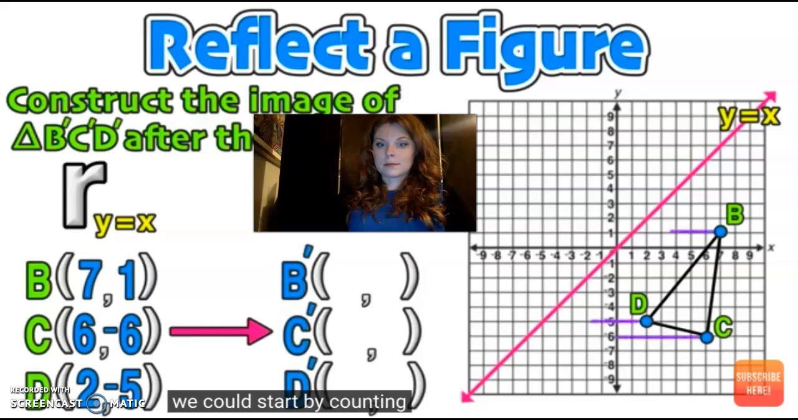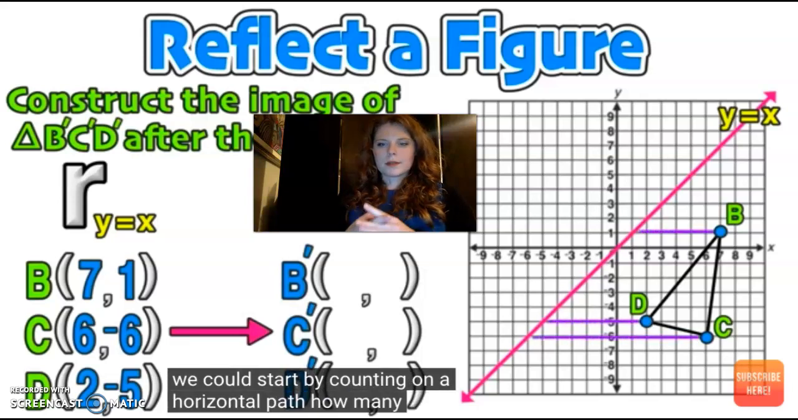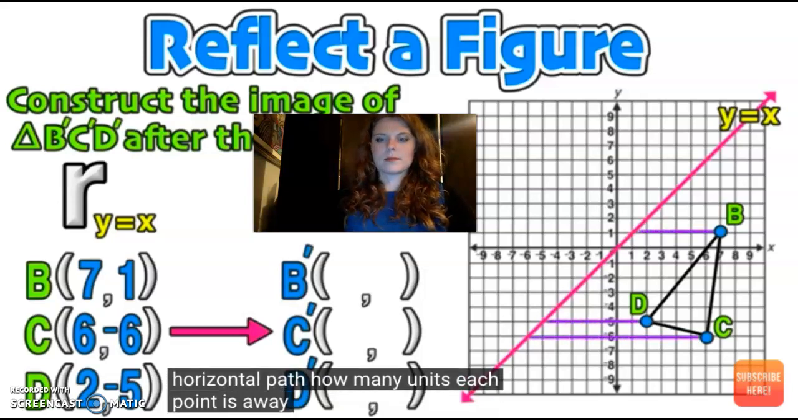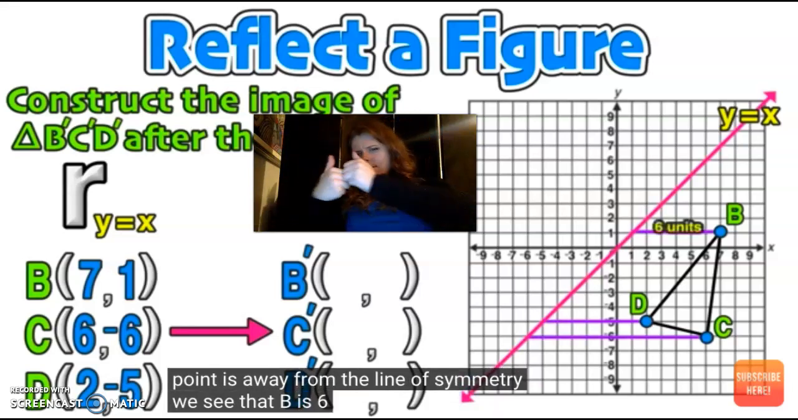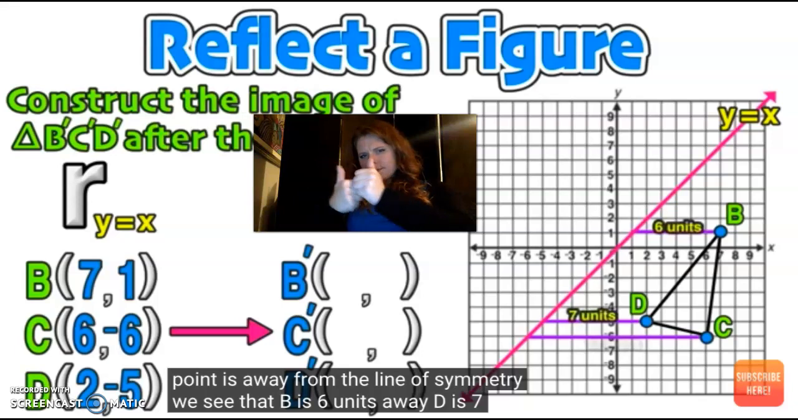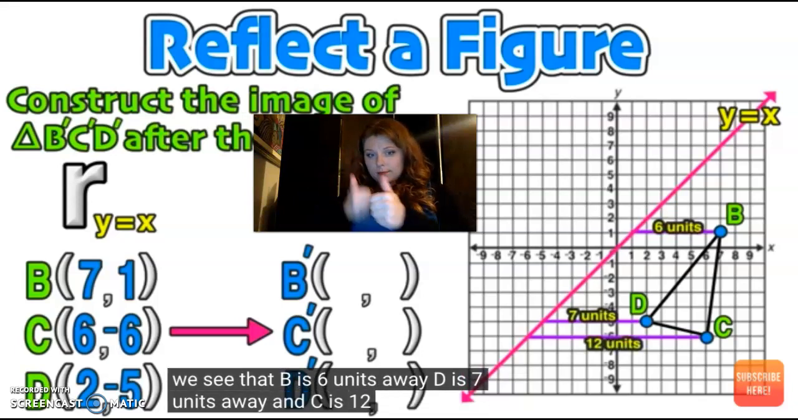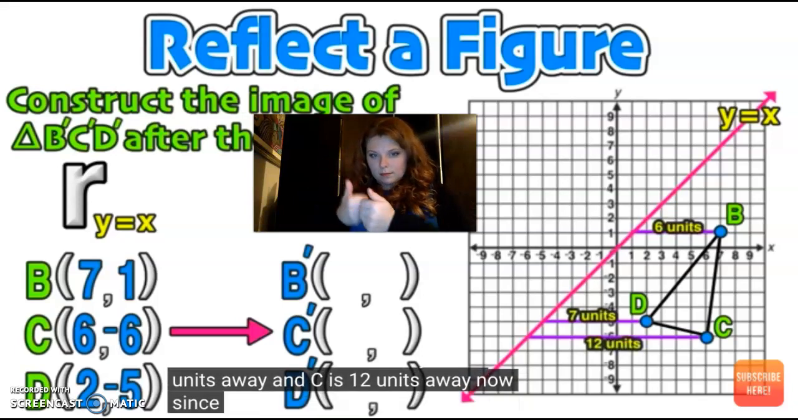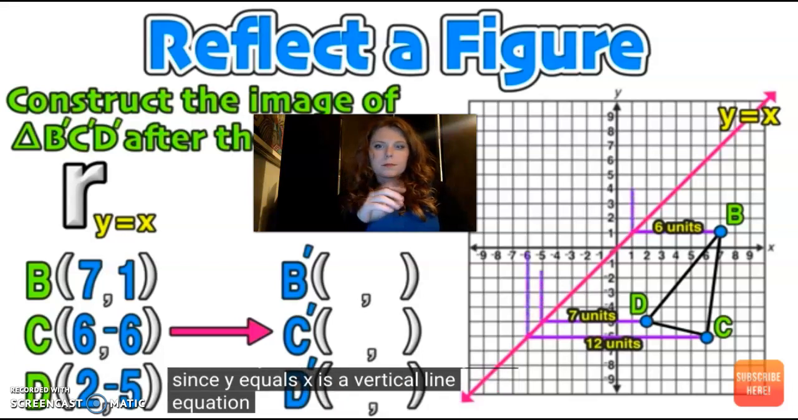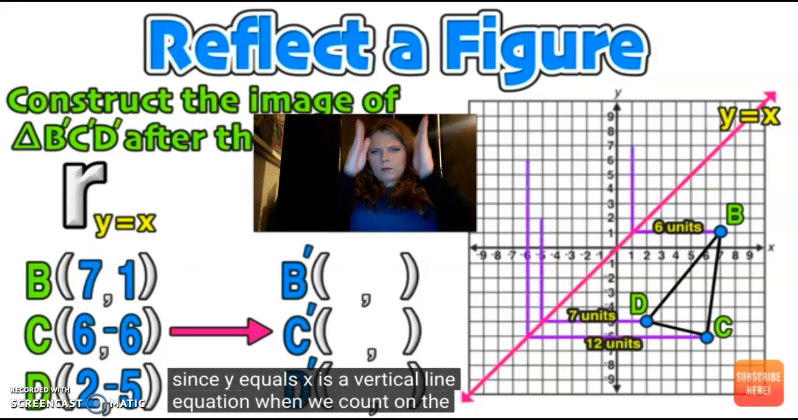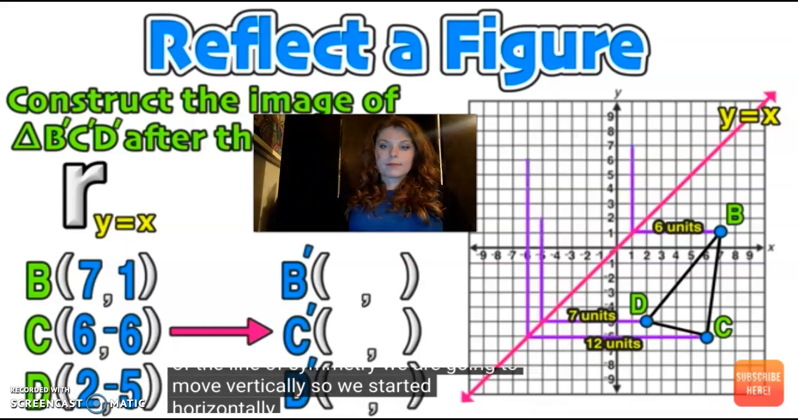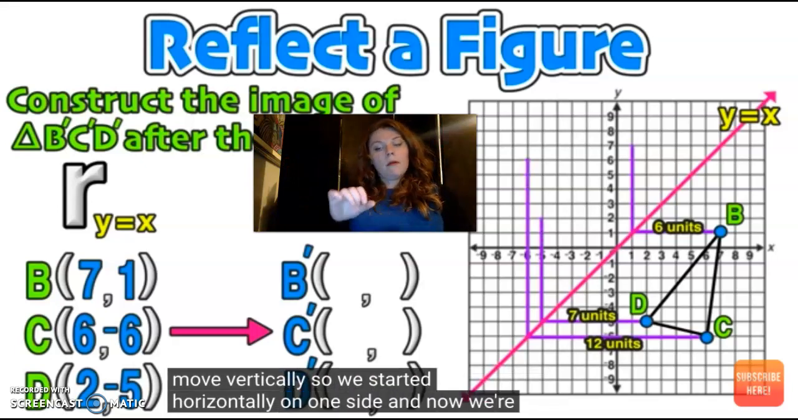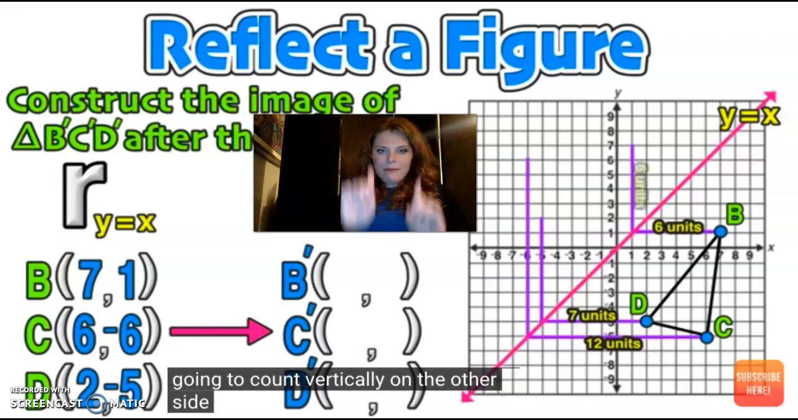We can start by counting on a horizontal path how many units each point is away from the line of symmetry. We see that B is 6 units away, D is 7 units away, and C is 12 units away. Now, since y equals x is a diagonal line, when we count on the other side of the line of symmetry, we're going to move vertically. So we started horizontally on one side, and now we're going to count vertically on the other side.